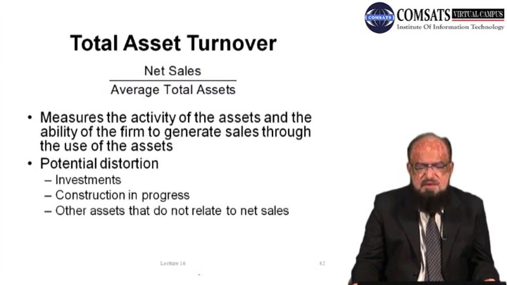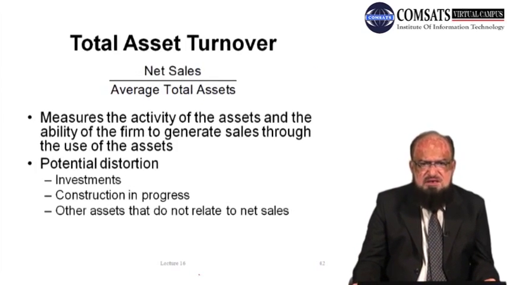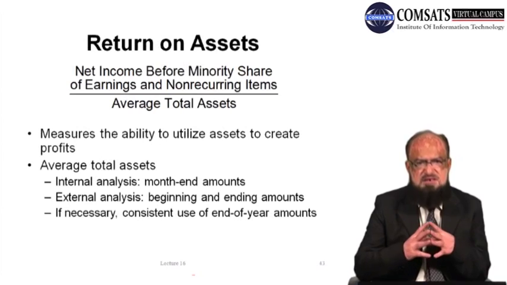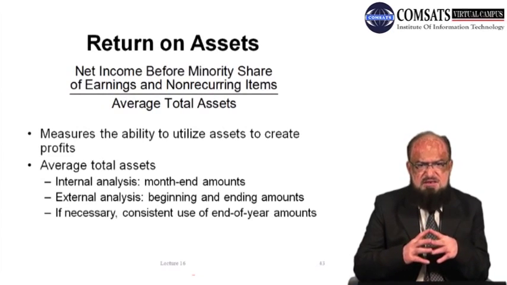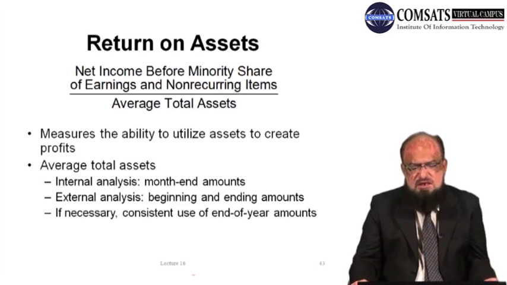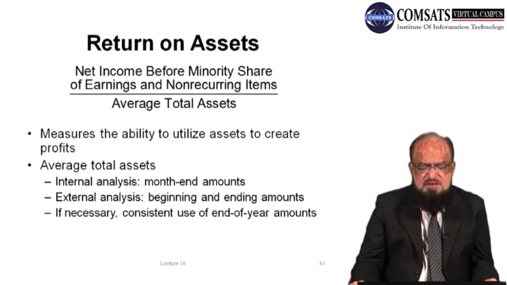And we have discussed the formula in lecture 16, that is total asset turnover, net sales divided by average total assets. And we have discussed in the same lecture 16 another ratio, return on assets: net income before minority shares of earnings and non-recurring items divided by average total assets of the business.